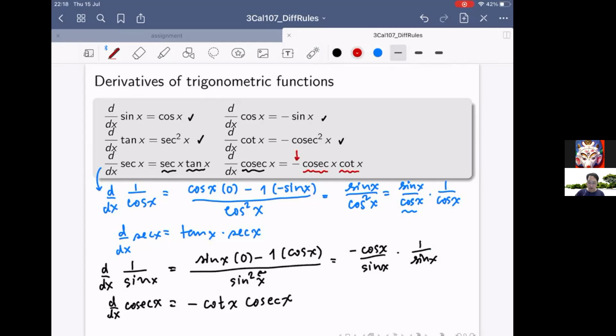So you see all the ones starting with "co" are attached with a negative, okay? And the ones without it are attached with all positive. So this is the way we memorize the trigonometric derivatives, okay? So we are going to stop this video clip right here, and then we will continue with the higher derivatives for the next one. Bye-bye.